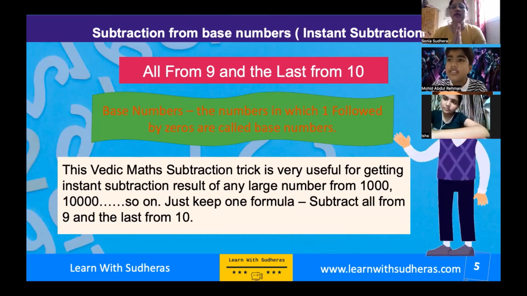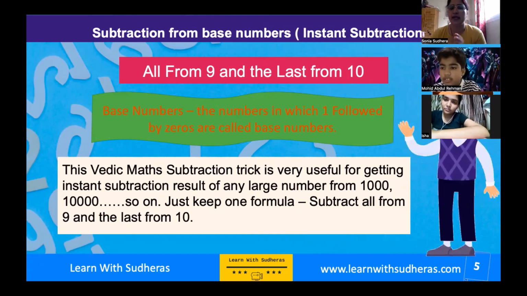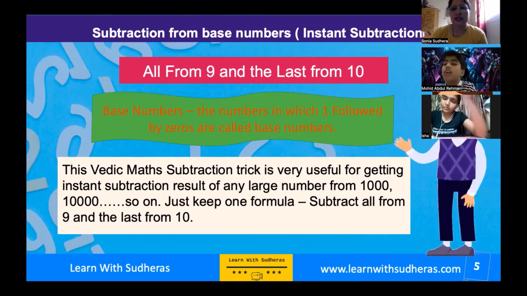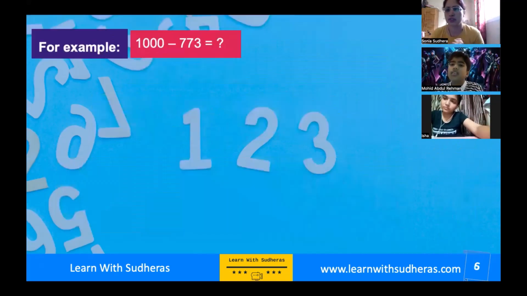Yes. Now, if we need to subtract any number from 100, 1,000, 10,000, in that calculation we can use all from 9 and last from 10. Fine. Let's begin how to use this. We need to find 1000 minus 773.